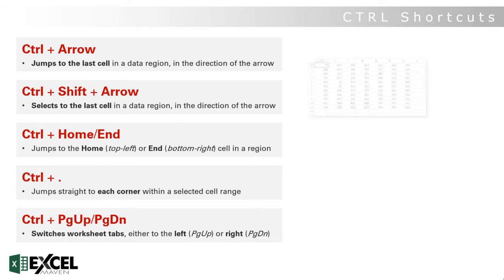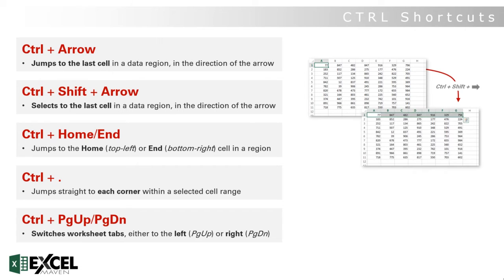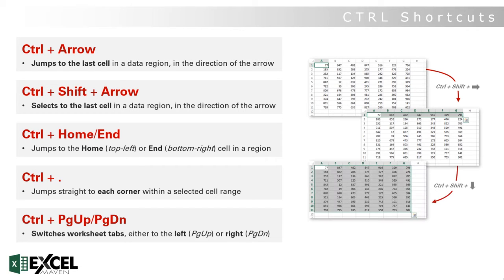So quick little illustration here. Let's say we've got this data range from A1 through G11. If we were to use the Control Shift right arrow from cell A1, that would create a selection extending all the way out to G1. From there, with that selection in place, if we used Control Shift arrow down, that would expand our selection again all the way down to row 11.